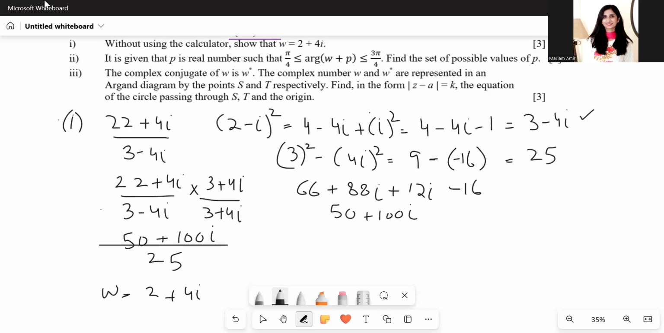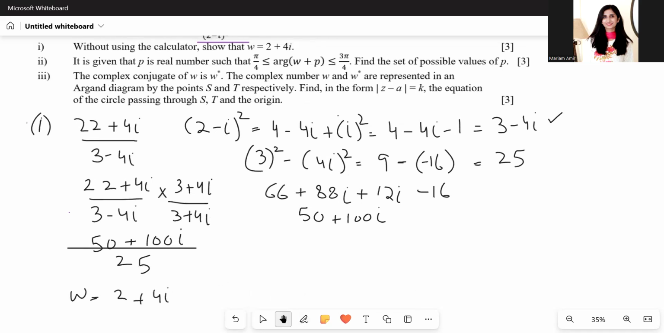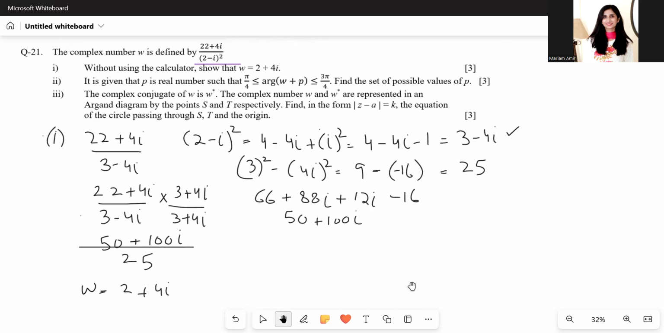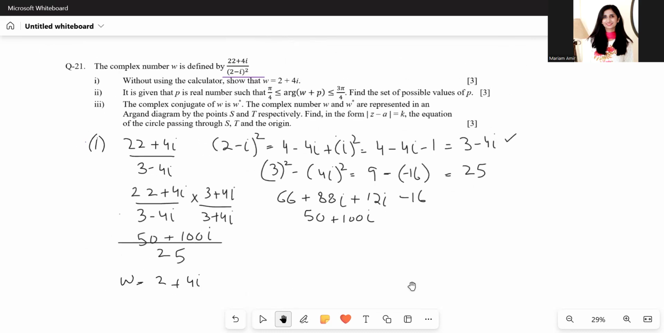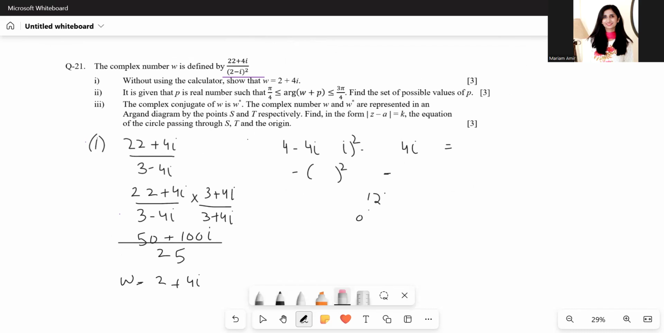Okay, next part. Part 2. It is given that P is a real number such that pi by 4 is less than or equal to the argument of W plus P, and is less than or equal to 3 pi by 4. Find the set of possible values of P. Okay, for that, what we'll do first is sketch an argument which is between pi by 4 and 3 pi by 4. Argument means angle from the origin.